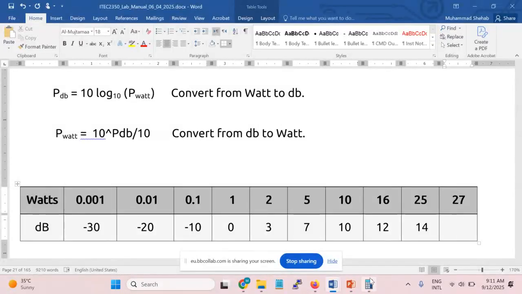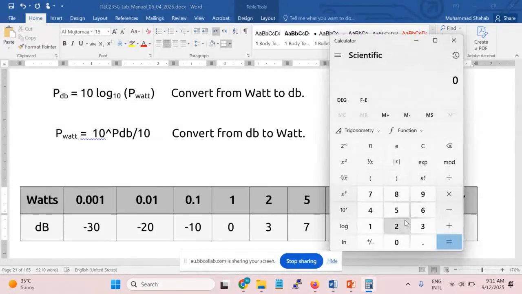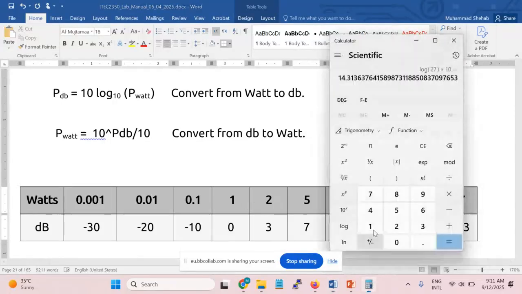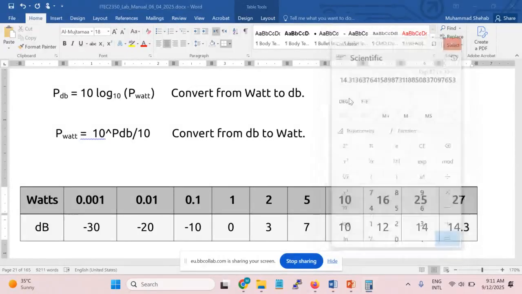Let us do the same for 27. Log of 27, how much? 1.43 times 10, 14.3. I will repeat it. Log of 27 equals 1.43, times 10 equals 14.3.